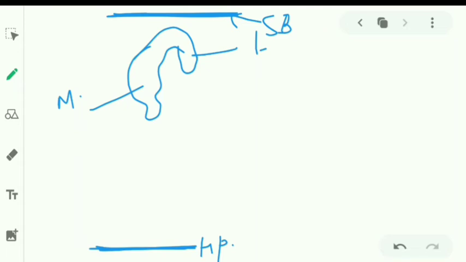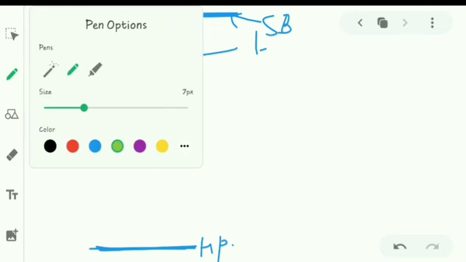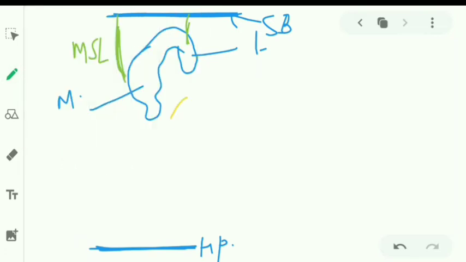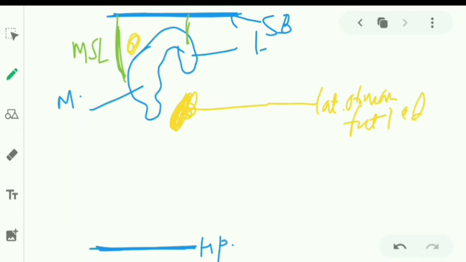There is the medial suspensory ligament, the lateral suspensory ligament, the lateral Ostmann fat pad, and the medial Ostmann fat pad.